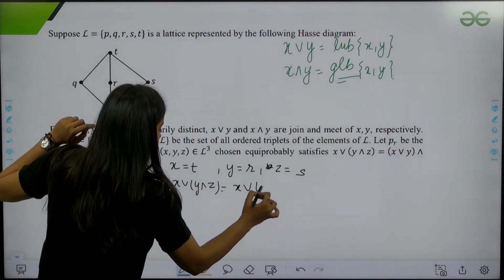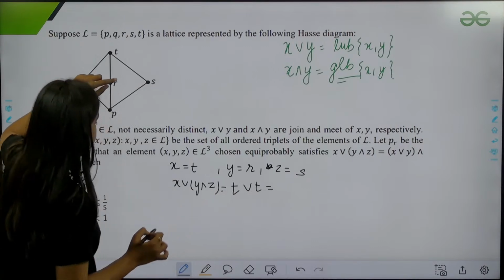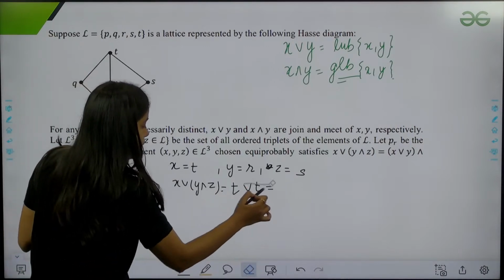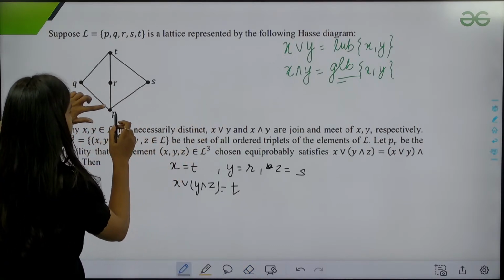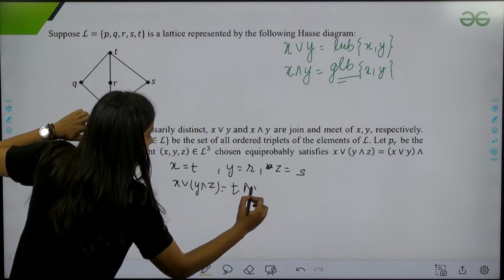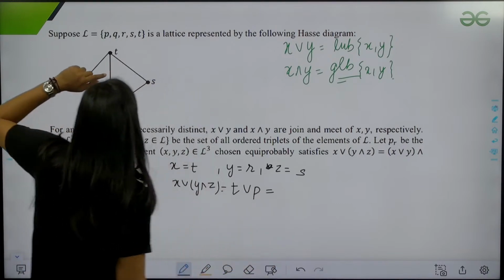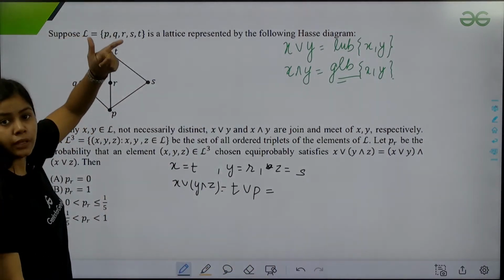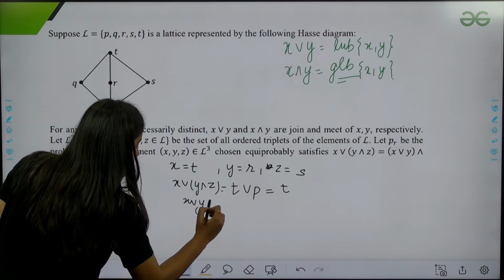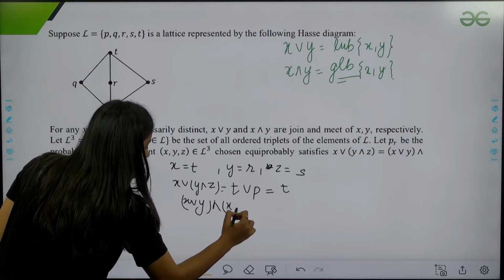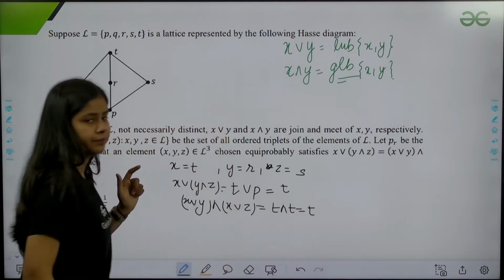If I find out x ∨ (y ∧ z), y ∧ z will be R ∧ S, will be T, x ∨ T. What is x? Let's replace x with T ∨ T. So y ∧ z, sorry, it will be greatest lower bound. Y ∧ z will be greatest lower bound. So greatest lower bound for R and S will be P, T ∨ P. So what would we get? Let's see, T ∨ P. For T ∨ P, least upper bound will be T, right? And if you take (x ∨ y) ∧ (x ∨ z), if you take x ∨ y, you will get T, and for this you will get T, right?